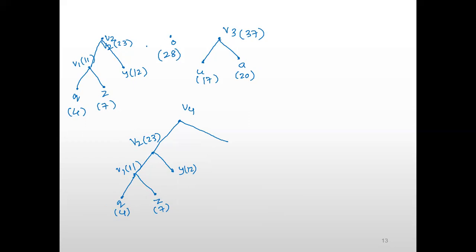And next we are adding 23 and 28, right? So we added 28, that is O. By adding 23 and 28, we get the value 51. But 51 is greater than 37, hence we need to make an arrangement. We need to bring V3 here. V3 is U, that is 17, and A, that is 20. V3 value is 37. So finally, we are left with V3 and V4 with the corresponding weights 37 and 51. We need to add them, 37 and 51.